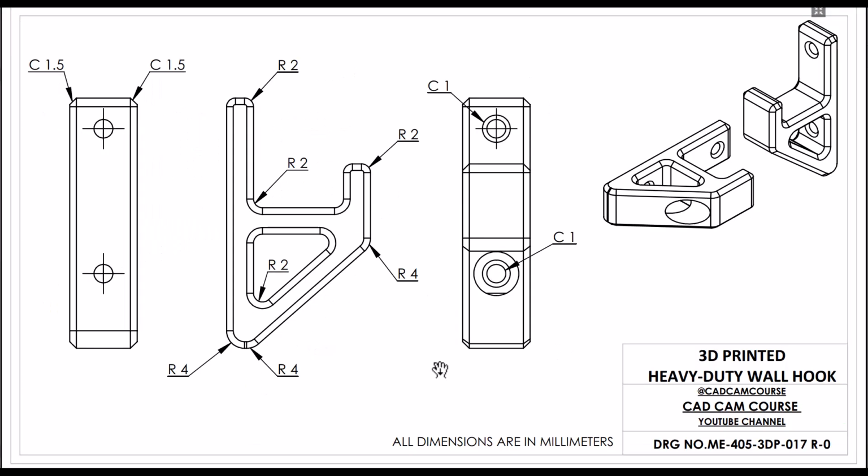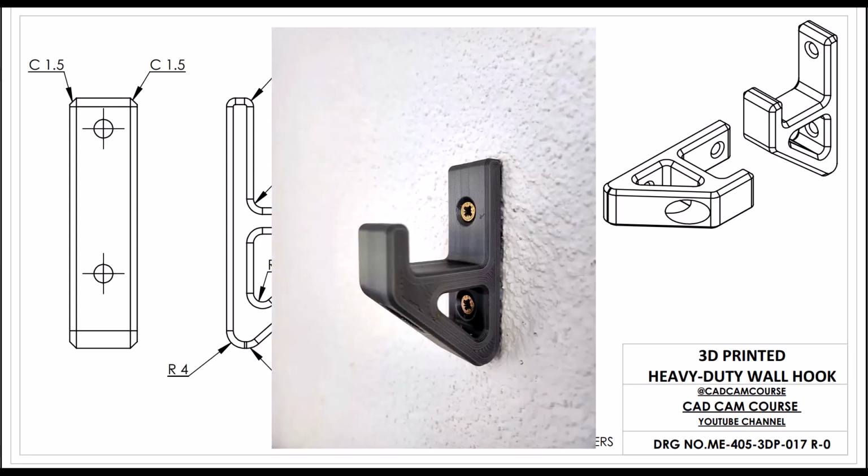Step 4, adding fillets and chamfers. Now that the main shape and holes are ready, we'll give the model a finished professional look by adding fillets and chamfers. This not only improves the appearance, but also helps reduce stress concentration, making the hook stronger for 3D printing. First, we'll add countersink chamfers to the mounting holes so that the screws sit flush with the surface.